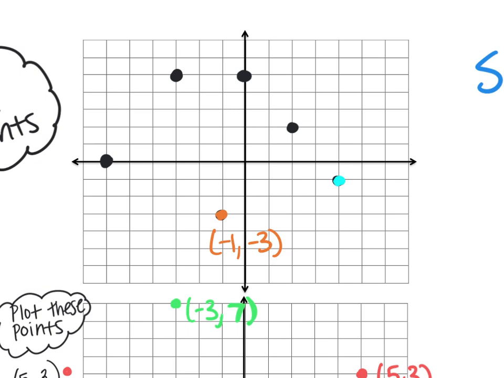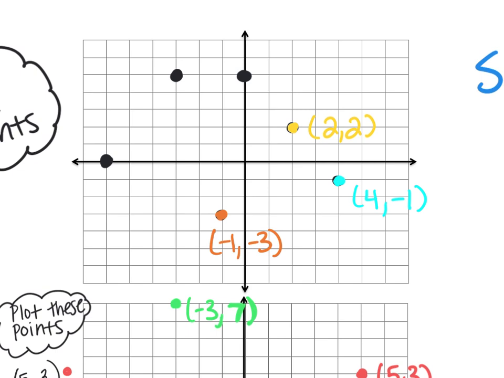If I looked at this next point over here, if I were to count, I'd have to go over in the positive direction, 1, 2, 3, 4. But then I go down -1. So it would be +4 for my x, -1 for my y. All right. Last one, and then I'll give you all some time. If I chose this one, here it would be in the positive direction, 1, 2. And then I go up, so it's positive again, 1, 2. So that would be +2, 2. All right, I'm going to pause this and give you another minute to try these last 3.